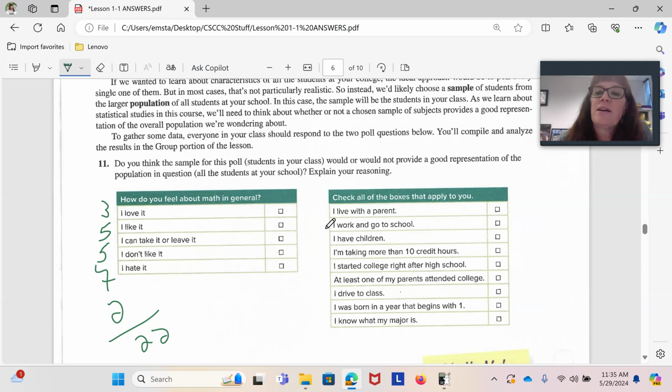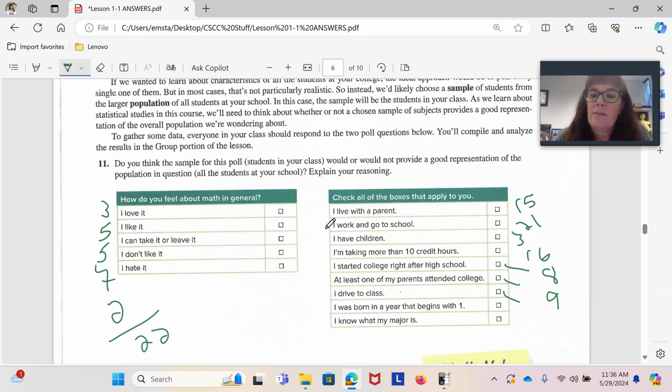So let's say we did the survey, and in our class of 22 people, we had 15 who lived with their parents. We have 21 who work and go to school. We have 3 who have children. We have 16 who are taking more than 10 credit hours. I write too big for these. I'll try to write arrows. We have 8 who started college right after high school. We have 9 who at least one parent attended high school.